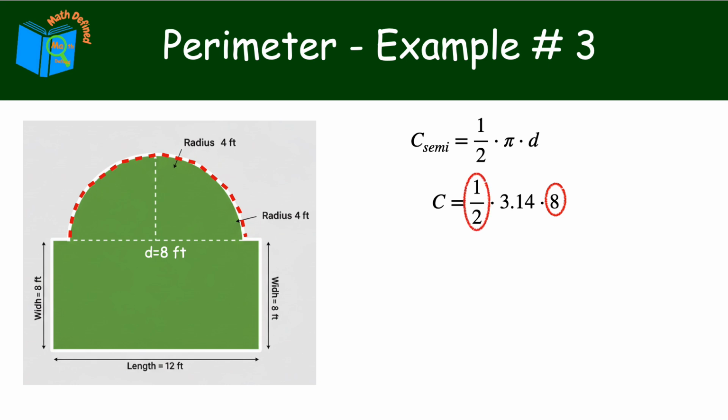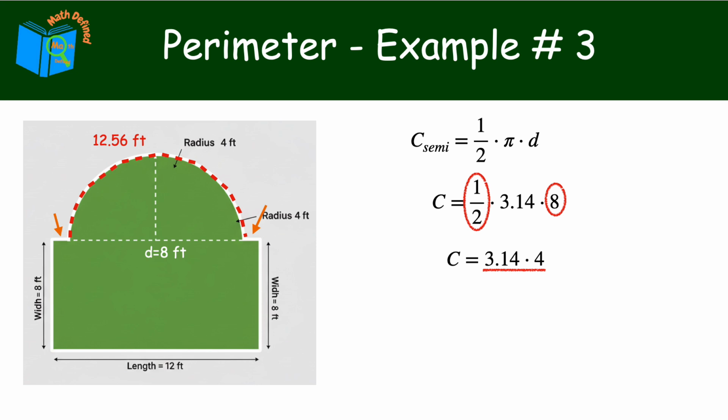8 is an easy number to get rid of that fraction. 1/2 of 8 is 4. Multiplying 3.14 and 4 gives us the arc length for the semicircle as 12.56 feet. Now we add up all the outside edges. But wait, we're still missing two sides. Can you spot them? Yes, they are here and here. Very tricky and easy to miss. We'll need to use the bottom length of the rectangle to find these two missing dimensions.